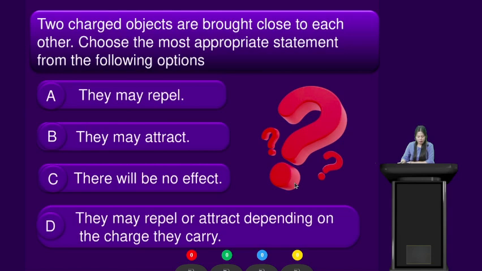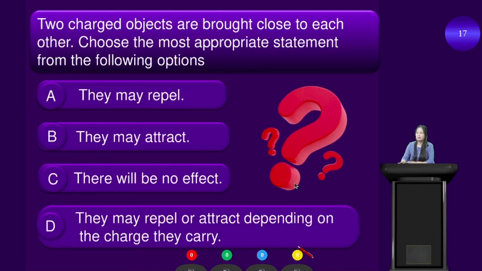So we have four options. I'm giving you 30 seconds to respond to this question. Your time starts now. Two charged objects are brought close to each other. Choose the most appropriate statement from the following options.